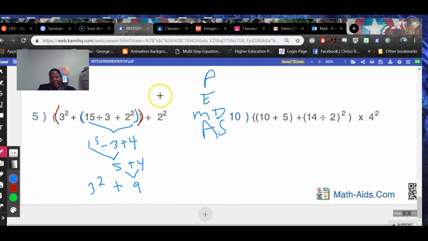Parentheses, good. Exponents is what you would do next. So remember, this is 3 times 3, which is 9. Trying to squeeze down here. Bring down what was left. As you can see, I have 9 plus 9. And we know 9 plus 9 is 18, right?